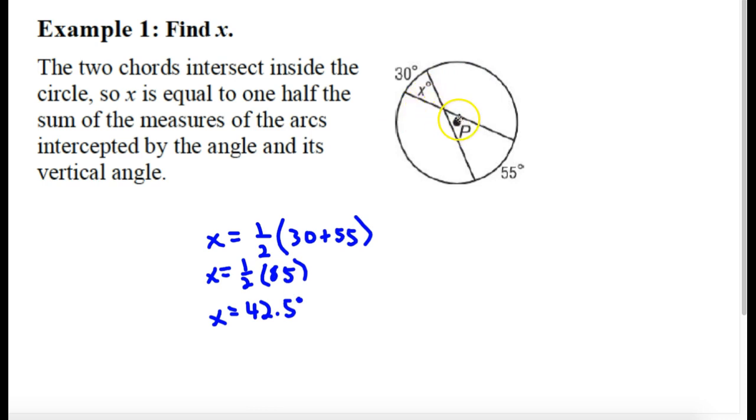That means that this angle here would also be 42.5 because they are vertical. And then we could even find these two angles here as well, because this one and this one are a linear pair. But this problem didn't ask us to go that far.